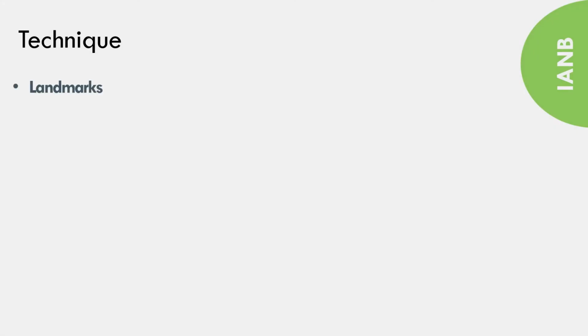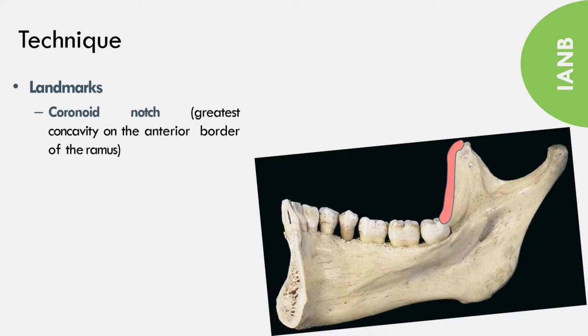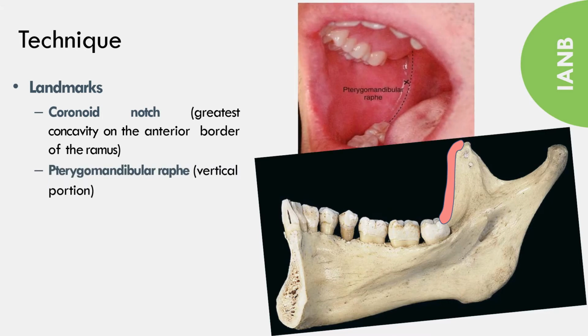Moving on to the landmarks, there are three main landmarks to be considered before giving inferior alveolar nerve block. First is the coronoid notch. You can see the pink block in the picture representing the anterior border of the ramus. Coronoid notch is the greatest concavity on the anterior ramus. Next is the pterygomandibular raphe. Here the dotted imaginary line in the picture represents the pterygomandibular raphe. X mark denotes the pterygomandibular depression, also called pterygotemporal depression. And this is where we are going to pierce the needle for inferior alveolar nerve block.